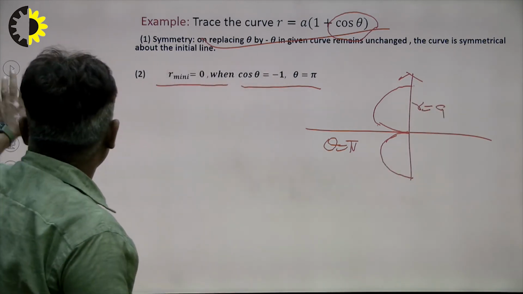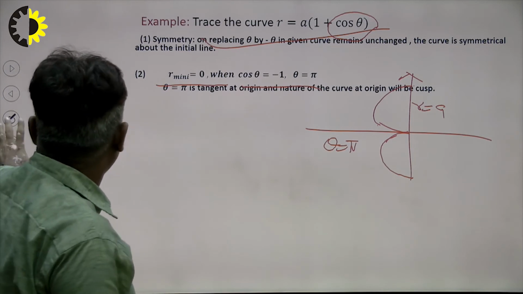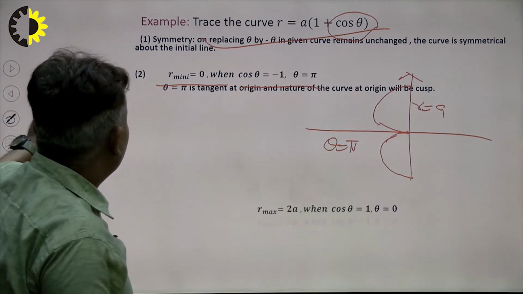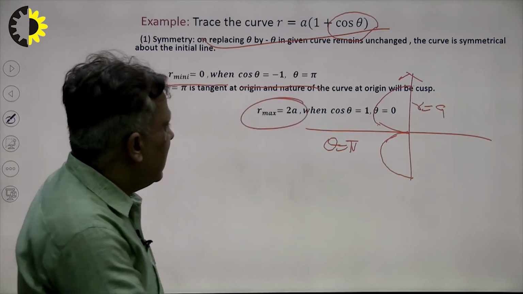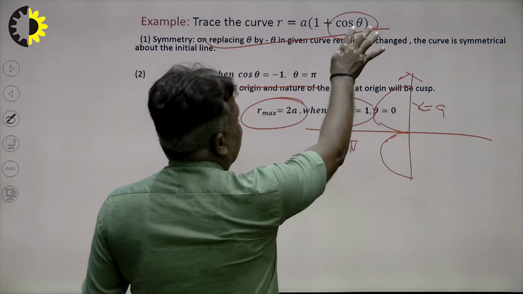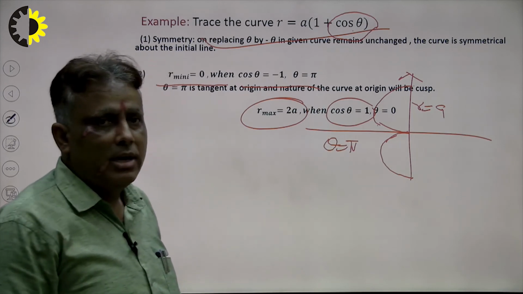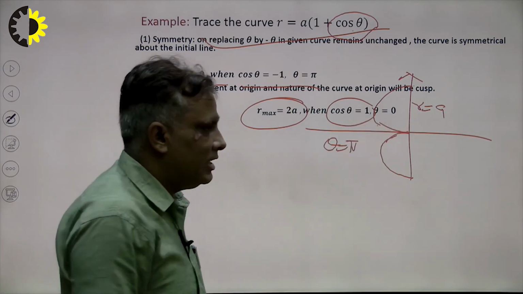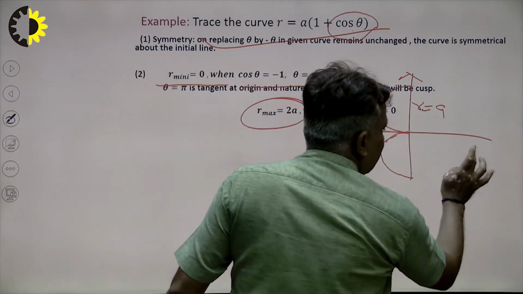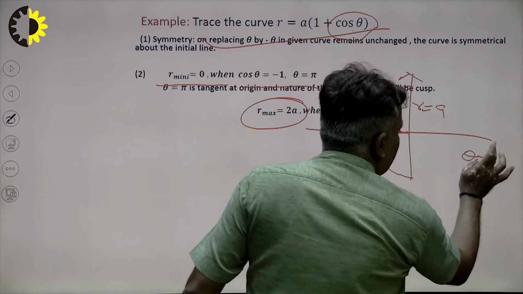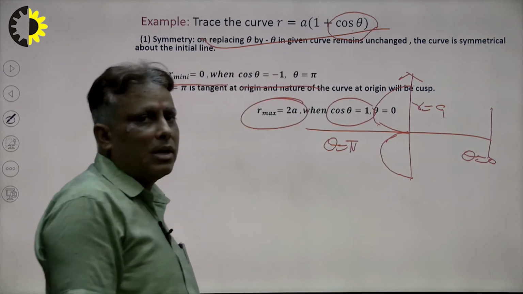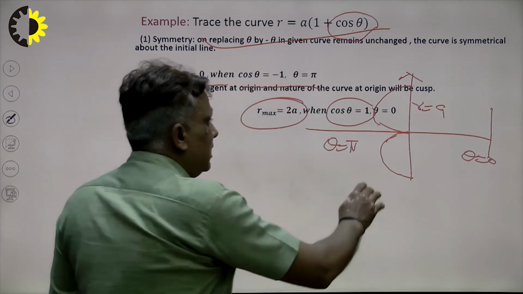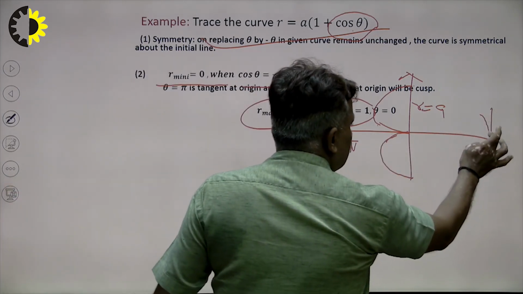Now what is r max? So r max will be here, right? r max will be 2a, because at cos theta is equal to 1, suppose I write here 1, so 1 plus 1 is 2a, at theta is equal to 0, and theta is equal to 0 is here. So there will be a tangent parallel to the y-axis. That means the nature of this curve at this point will be a node here.